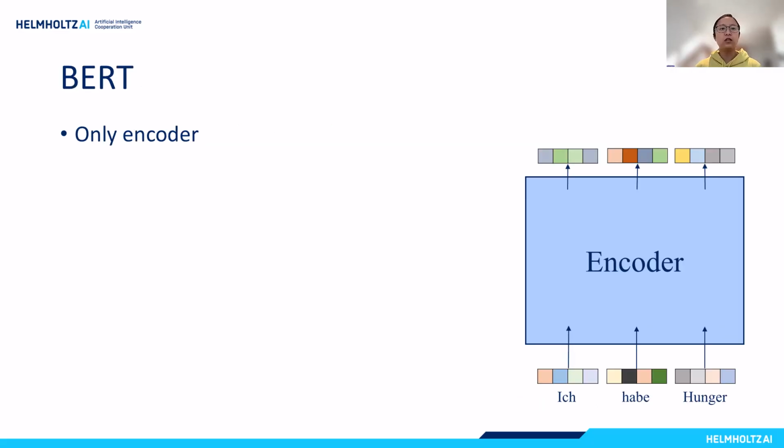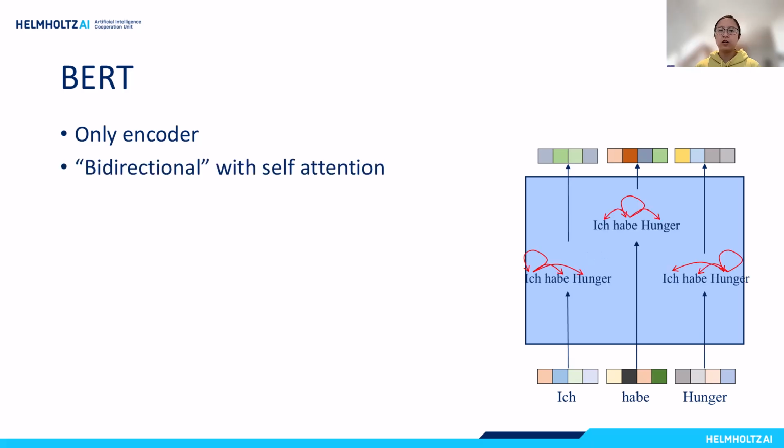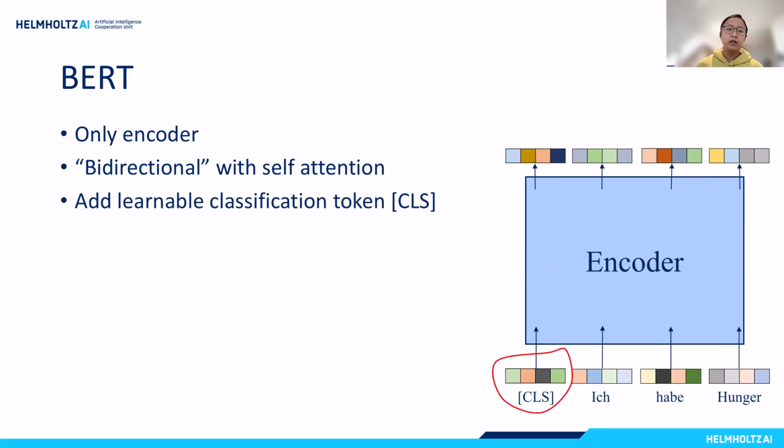BERT consists only of the encoder, without the decoder. The word bidirectional in BERT means the model can see two directions, future and past words, using self-attention. BERT also introduces a new token, the classification token, which is learnable.